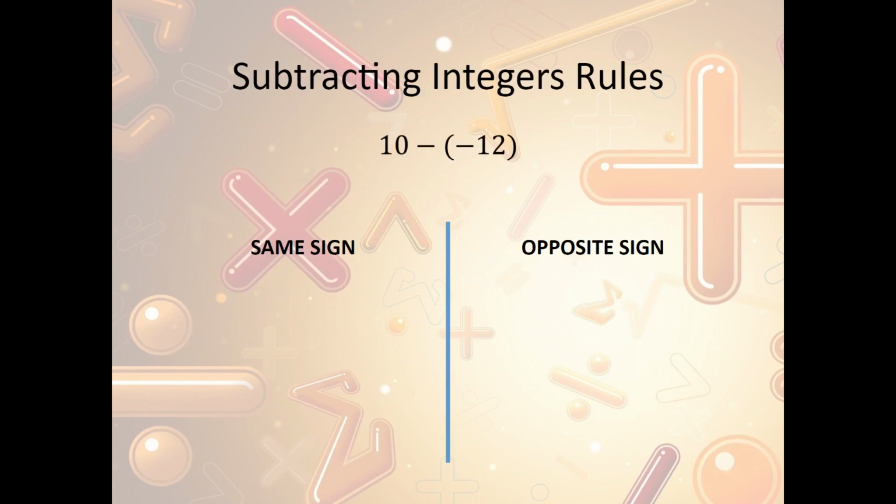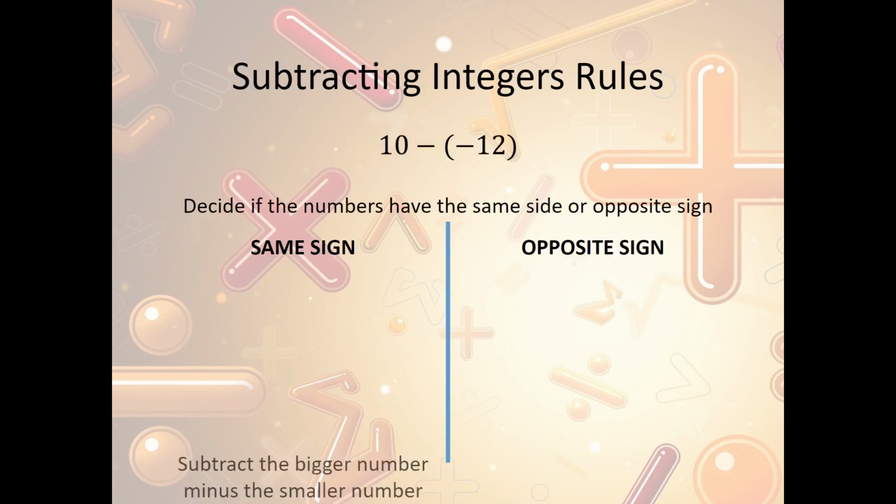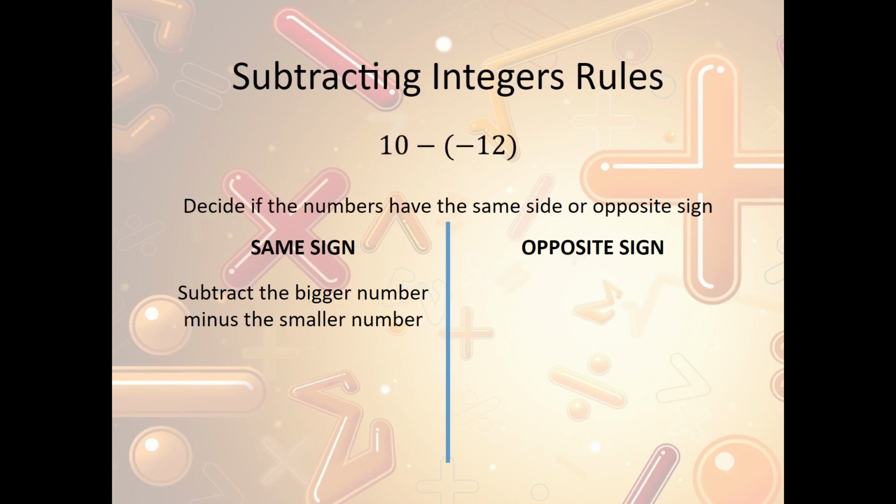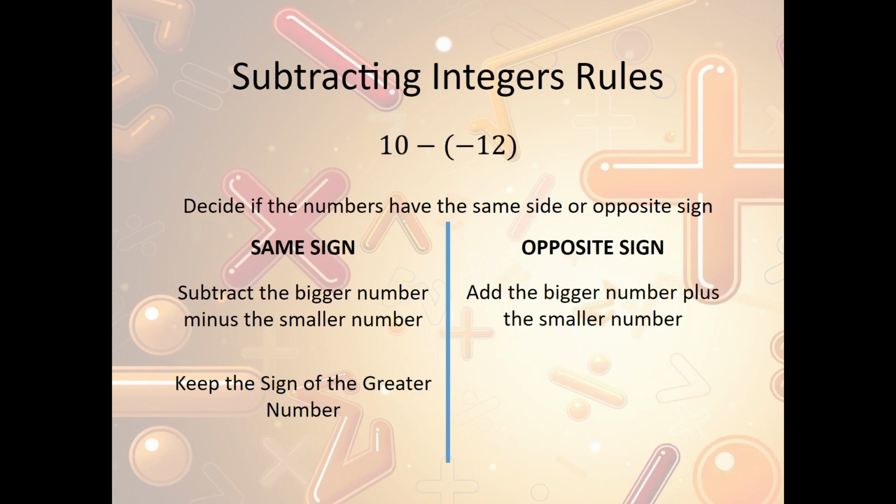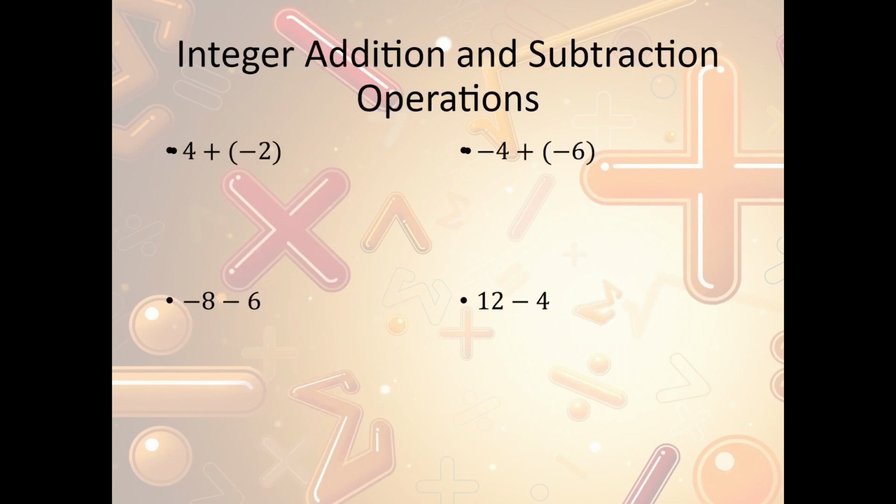Now, subtraction rules. Here's the rules for subtraction. First thing we have to determine is, do they have the same sign? If they have the same sign, subtract the bigger number minus the smaller number, and then keep the sign of the bigger number. If they have opposite signs, add the bigger number plus the smaller number and keep the sign of the greater number. So let's look at some examples of adding and subtracting these integers.